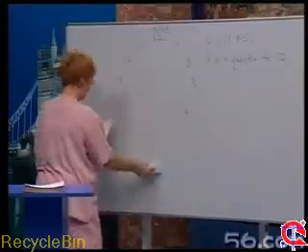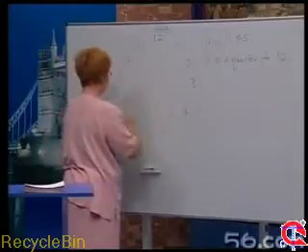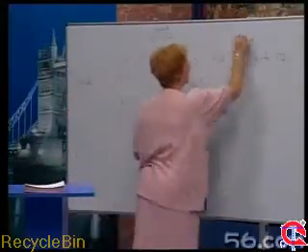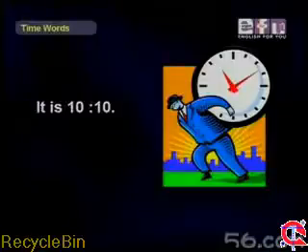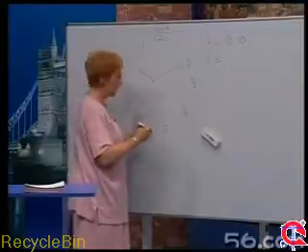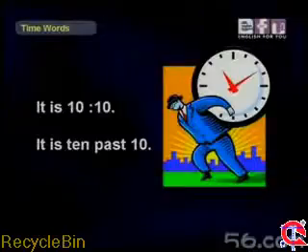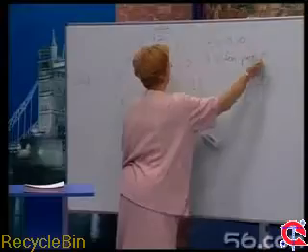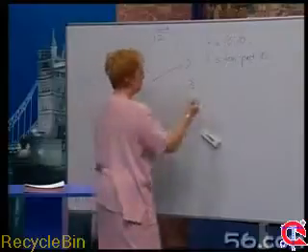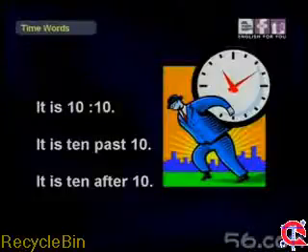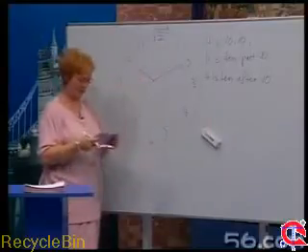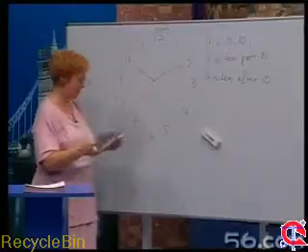Another example. We're going to see all sorts of times here. All right. We have, let's get the right color. Now, this one's kind of easy. It is 10:10. It is 10:10. All right? Or we can say it is 10 past 10. It is 10 past 10. Or it is 10 after 10. It is 10 after 10. All right? It is 10:10. It is 10 past 10. It is 10 after 10.